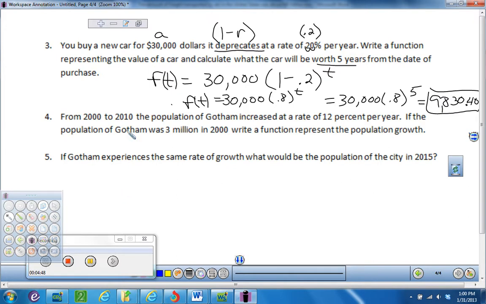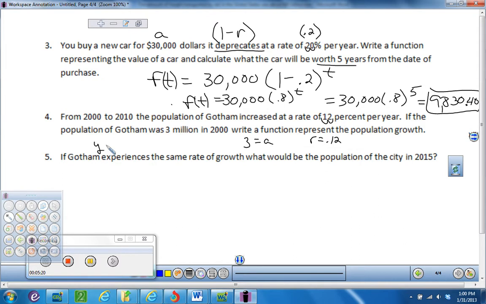Alright, let's look at question 4. 4 and 5 go together. Okay, it says from 2000 to 2010, the population growth increased at a rate of 12% per year for Gotham. Okay, so this is our rate. We're going to move it over 2 places. So r is equal to 0.12. Okay, if the population of Gotham was 3 million in 2000, so 3 million is going to be our a value. Write a function representing the population growth.